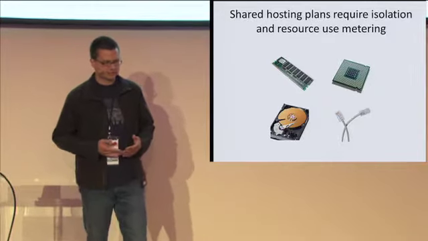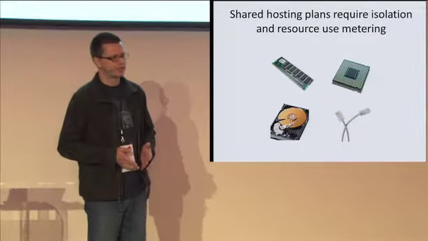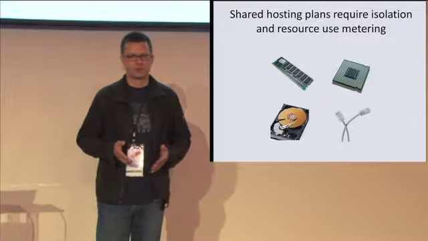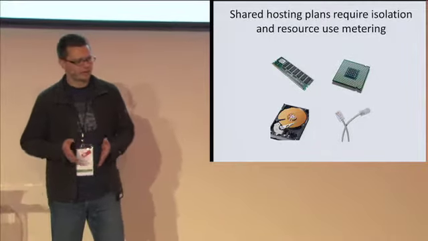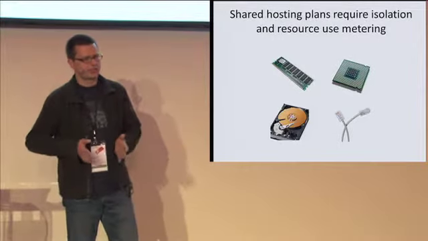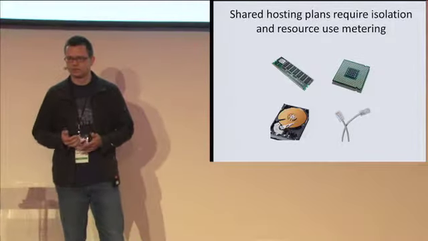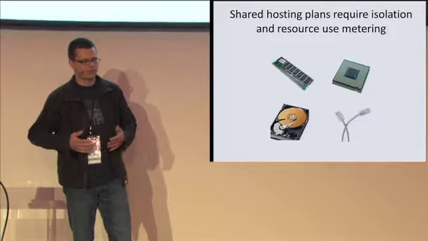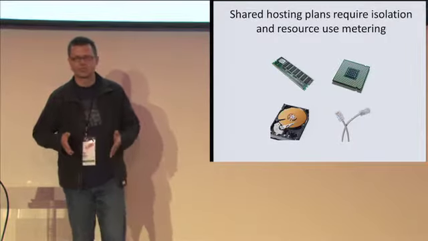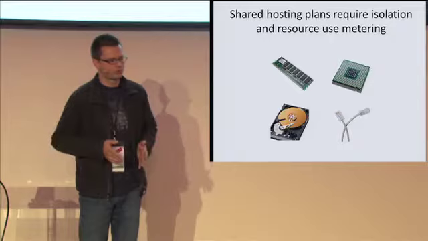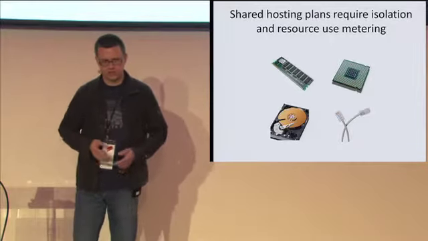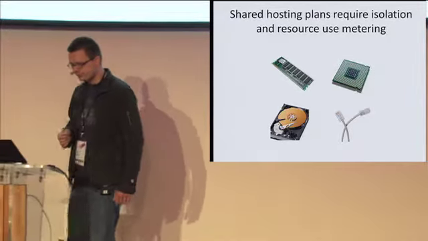The second aspect, so isolation is one, the second aspect is resource consumption. You really want to make sure that what you are paying for really guarantees you a certain level of access to memory, CPU, networking, and disk. And you really want to make sure that you're paying your fair share of the resources in proportion to what all the applications are consuming on that box.